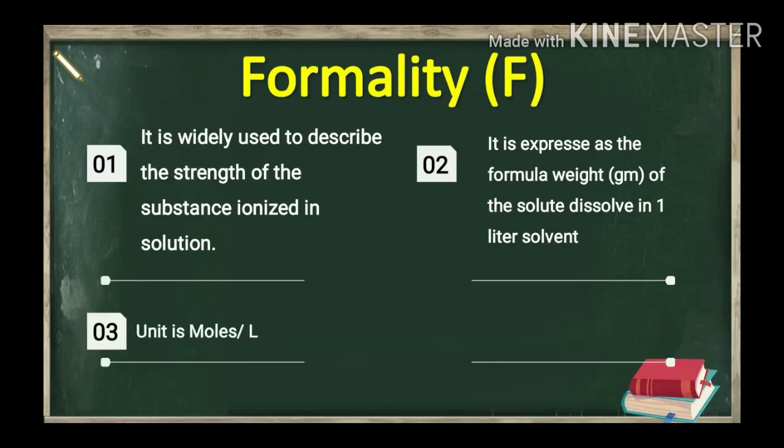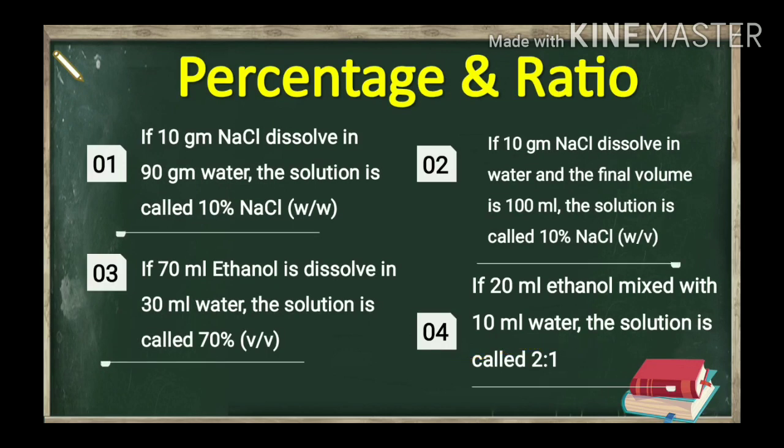Percentage can be expressed in different ways, like weight by weight, weight by volume, volume by volume. You can also mix two liquids in different ratios. For example, 20 ml ethanol mixed with 10 ml water gives a 2:1 mixture.